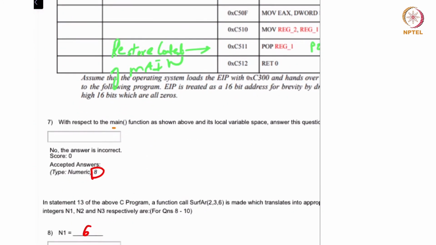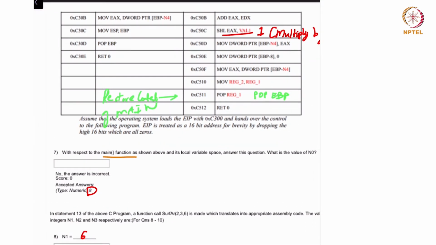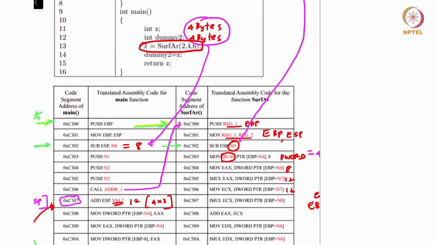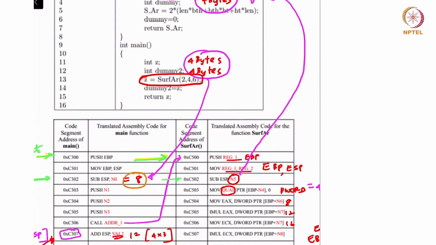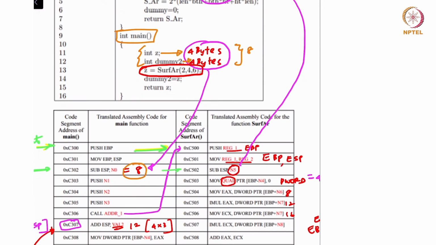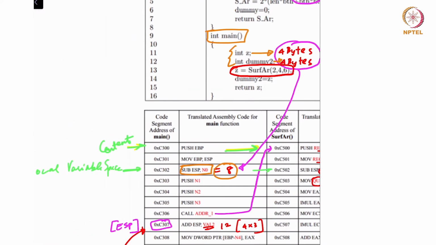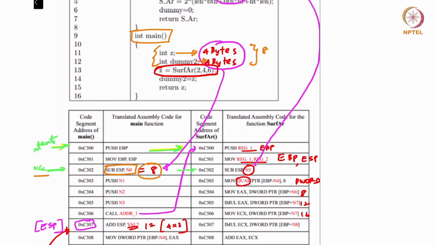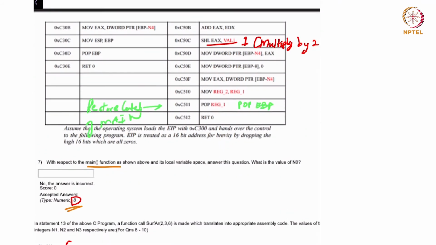With respect to the main function, as shown above in its local variable space, answer the question. What is the value of n0? The value of n0 is 8. Why do you think so? If you look at the main function, there are two variables. Each is of type int, and an int type variable occupies 4 bytes of memory, and another int occupies 4 bytes, and hence the total number of bytes is 8. Therefore, sub esp, 8 is happening over here, which allocates the local variable space for the main function. So that is 8 here.